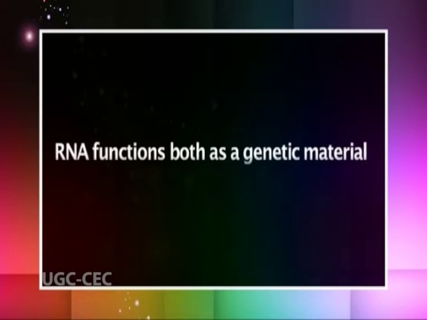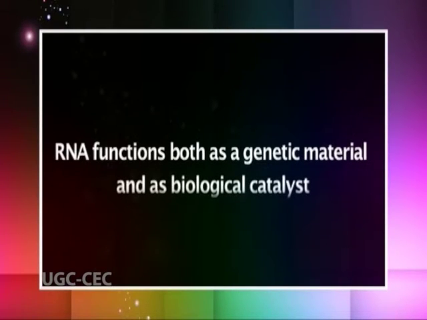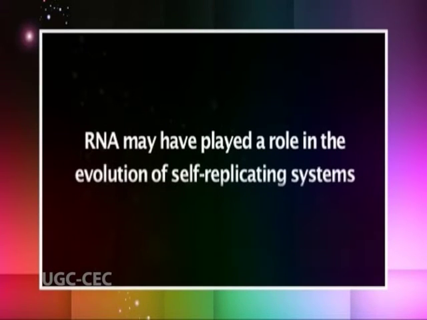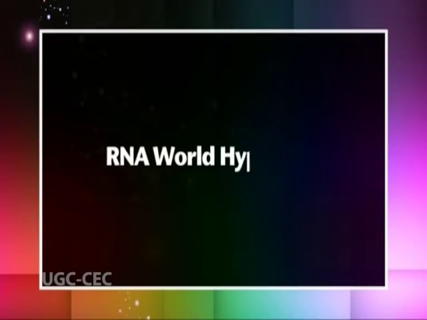The first ribozyme was discovered in early 1980s. This led to researchers demonstrating that RNA functions both as genetic material and as well as biological catalyst. This contributed to the worldwide hypothesis that RNA may have played a role in the evolution of self-replicating systems. This is referred to as RNA World Hypothesis.